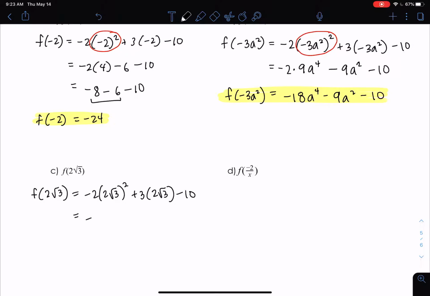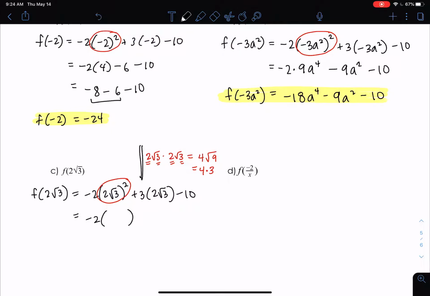So we have a -2 in front. And now we're going to do exponents first. So 2 radical 3 times 2 radical 3. Remember these rules. The outside numbers multiply, giving us 4. And then the inside numbers multiply together inside the radical, giving us the square root of 9. But the square root of 9 is just 3. So we have 4 times 3 here, which is 12.